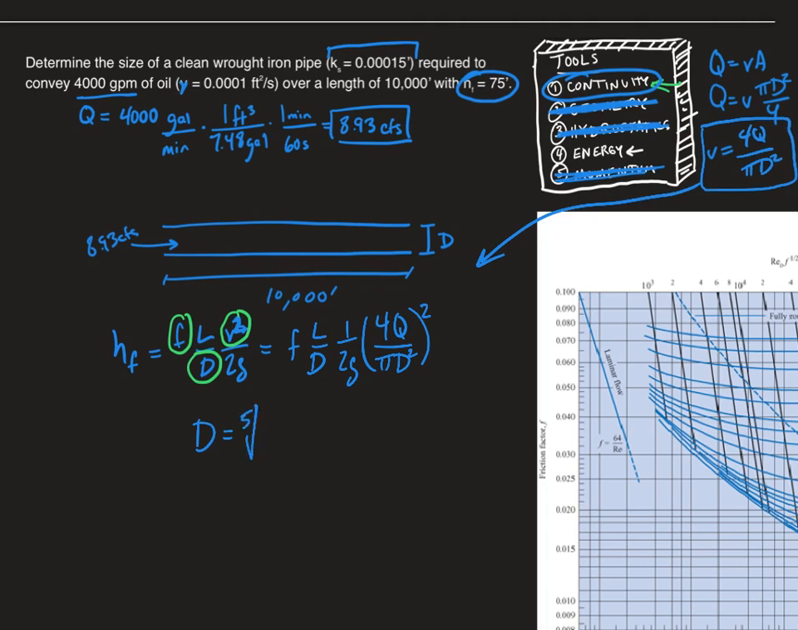the fifth root. If you count them up, you've got 1 here and 2 here squared, so there are going to be 5 of them. So we take the fifth root and we get 8 L Q squared f over h_f g pi. Oh, that hurts. That smarts.